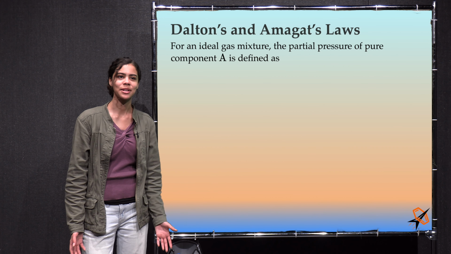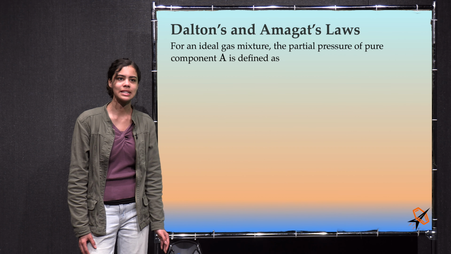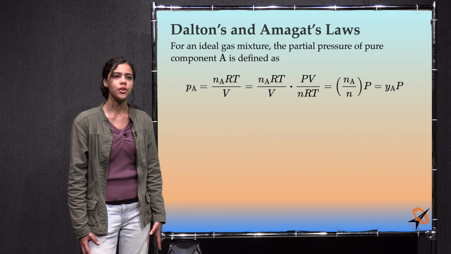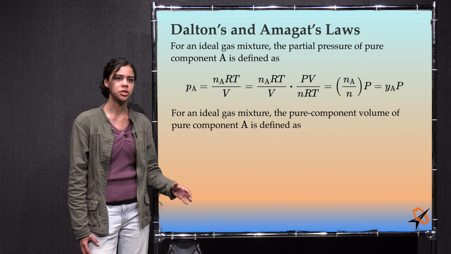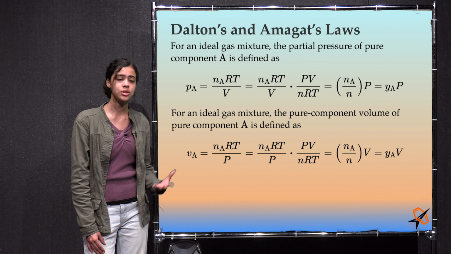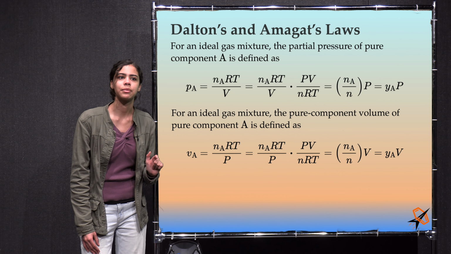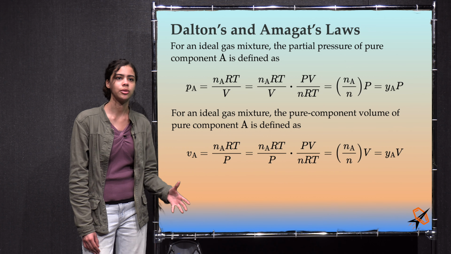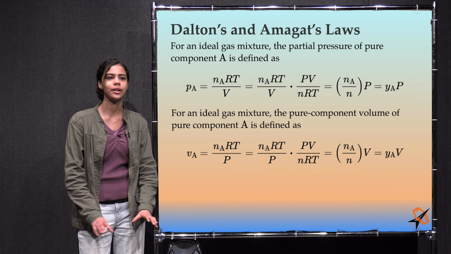For ideal gas mixtures, the partial pressure of a species is the same as the mole fraction times the total pressure. Also, the pure component volume, which is much less common than partial pressure, is the same as the mole fraction times the total volume. There is something called a partial molar volume that is related to the pure component volume, but we'll not confuse ourselves with it right now.